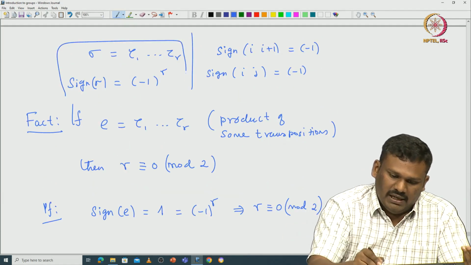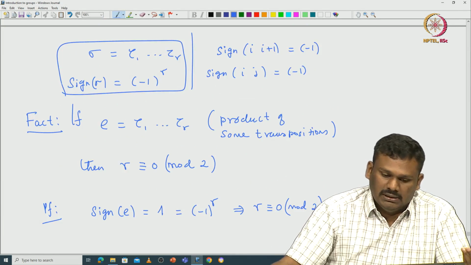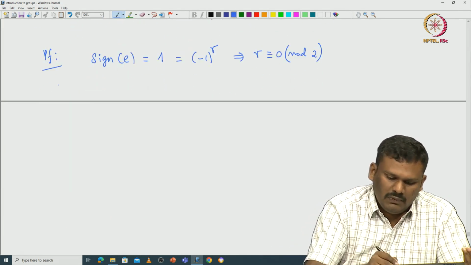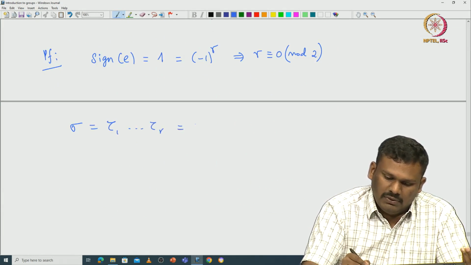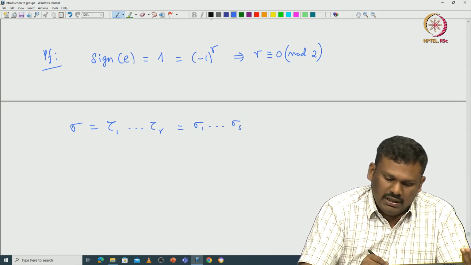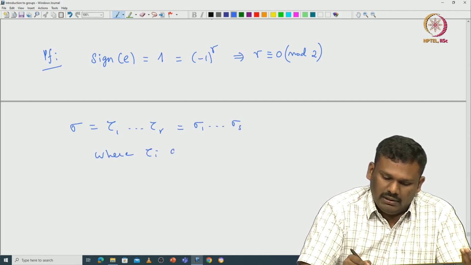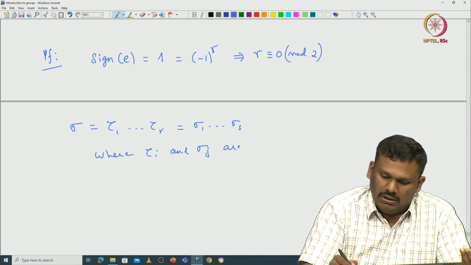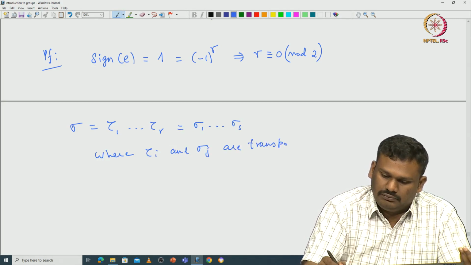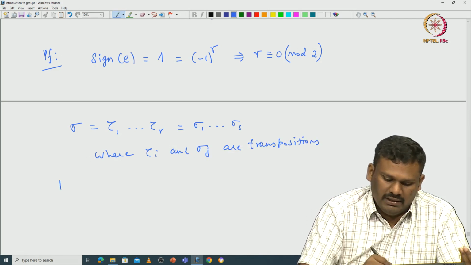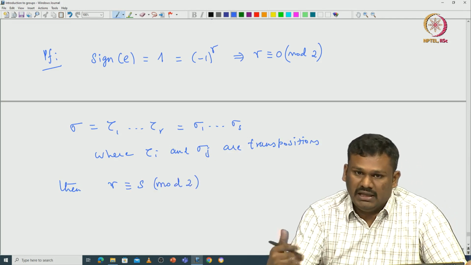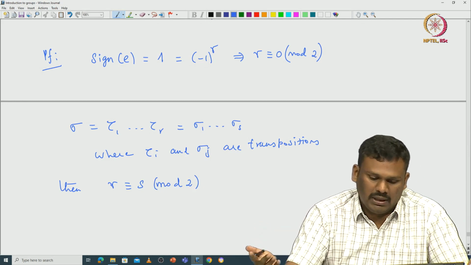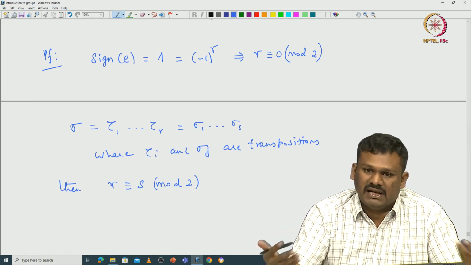If you write sigma as a product of transpositions, say sigma equals tau 1 etc. tau r, and also sigma 1 etc. sigma s, where tau i and sigma j are all transpositions, then we can conclude that this r must be congruent to s modulo 2. Either both r and s are even or both are odd. We cannot have mixed sign.